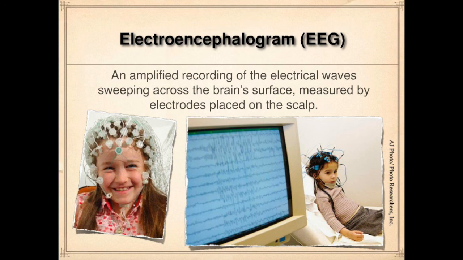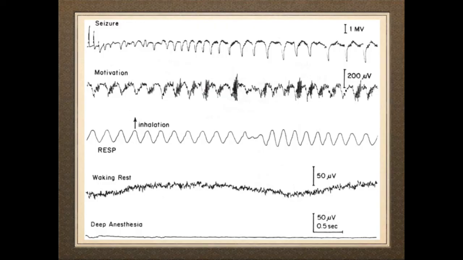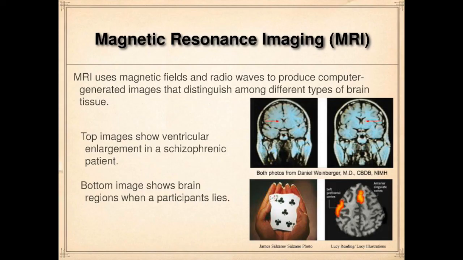It's a non-invasive way to get a good reading of what's going on inside the brain. But unfortunately, you need to be a trained reader of EEGs to be able to figure them out, because this is what the reading looks like. So you really need to know what you're doing in order to figure out whether things are normal or not.